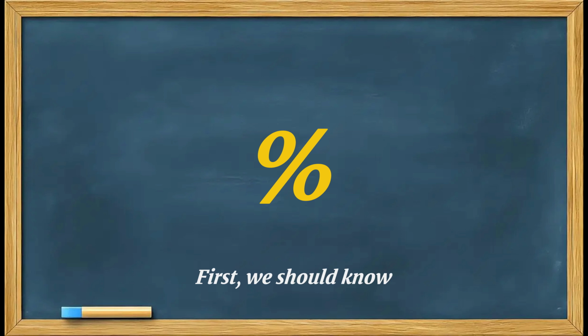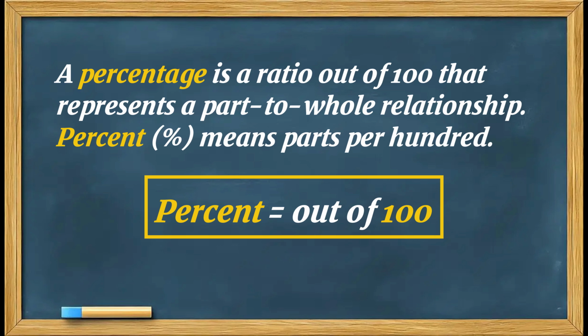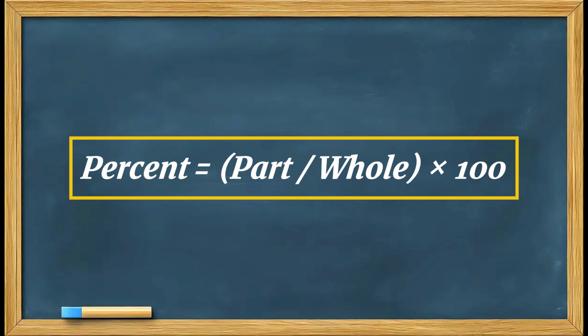First, we should know what a percentage is. A percentage is a ratio out of 100 that represents a part to whole relationship. Percent means parts per 100. This is the most important formula you need to remember: percent equals part divided by whole, multiplied by 100. If you understand this formula, most SAT percentage questions become easy.